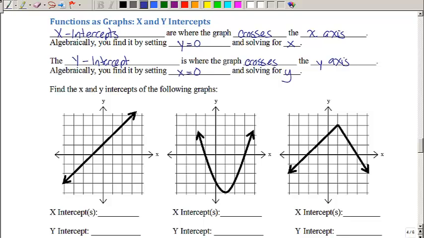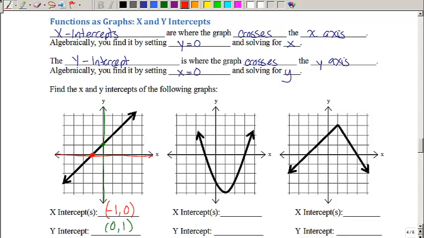Let's take a look at this first line. We have our x-axis horizontally and our y-axis is vertical. Looking at the x-axis, where does my graph cross the x-axis? Well, that happens at -1. The ordered pair there is (-1, 0). On my y-axis, my y-intercept is right here, or at (0, 1).